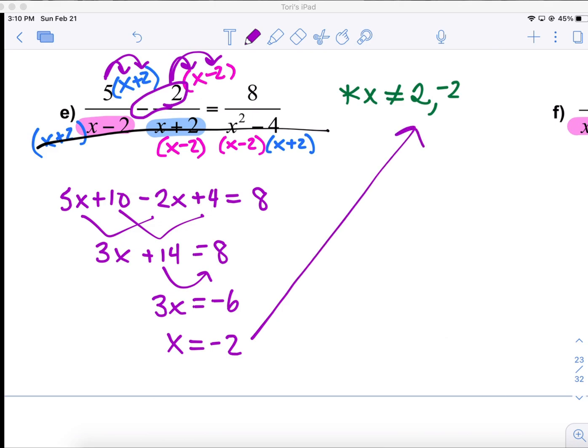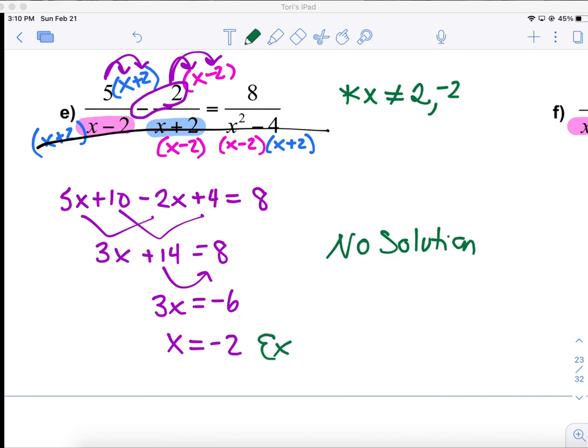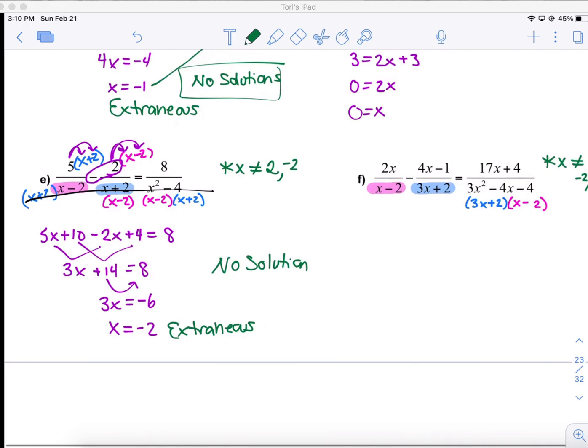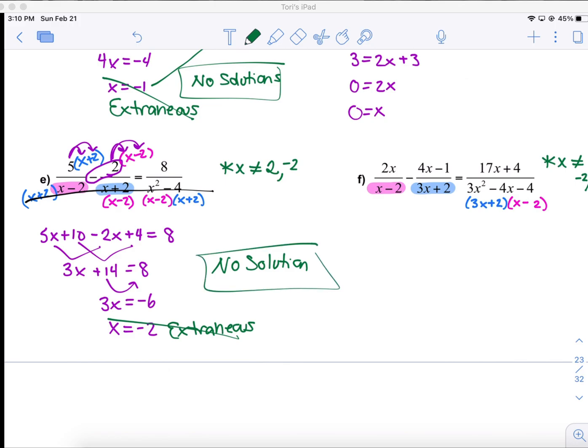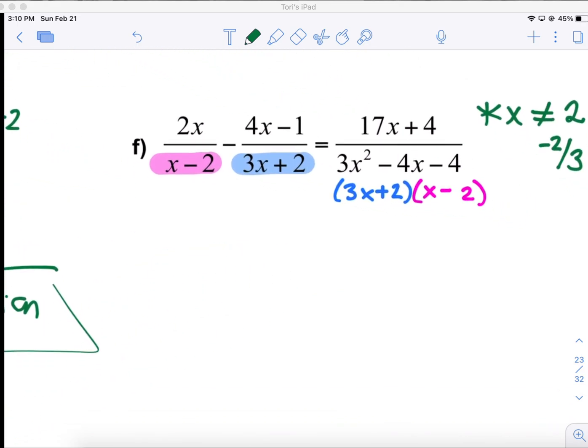Looking up here, that matches one of my extraneous solutions. So on this problem right away, we're going to say no solution, and that is because x equals negative 2 is extraneous. Okay, so one more time. Because it matched our domain block, we have no solution to this problem because the only solution we got is extraneous. Okay? All right, last one of these.